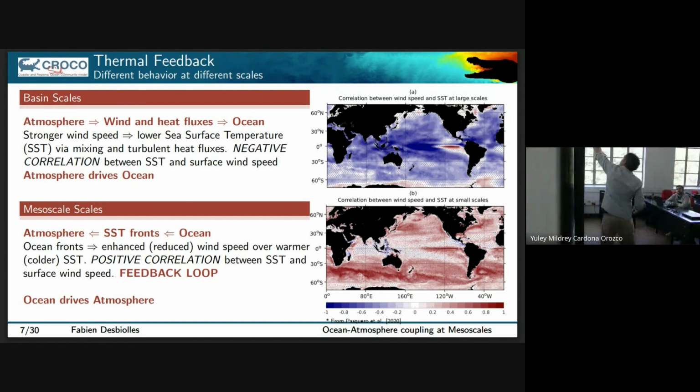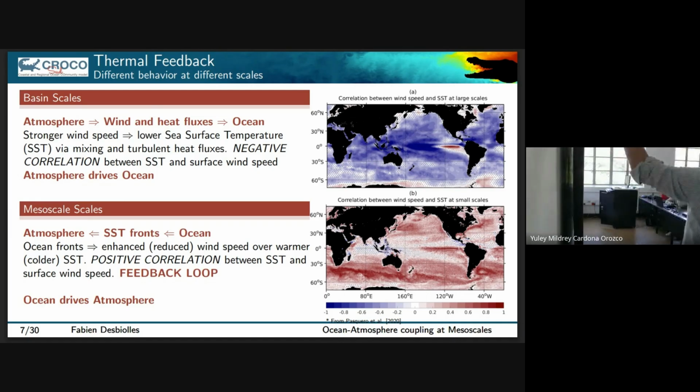So this is true for many parts of the world ocean, at large scale, okay? Now if we remove the large scale and we just take the mesoscale of the wind and the sea surface temperature, and we do that exercise again, so we compute the correlation, this is the result, okay? So we see that a positive correlation emerges.